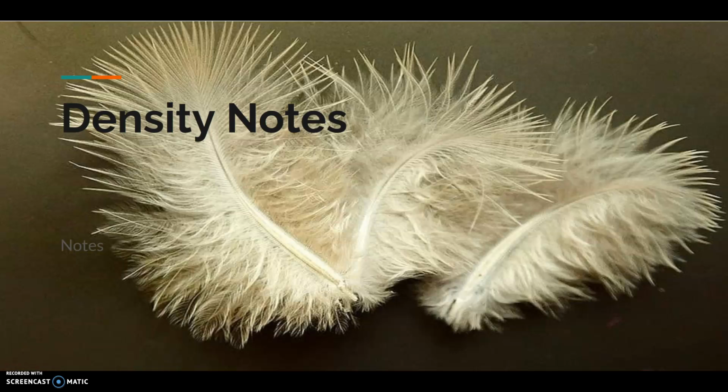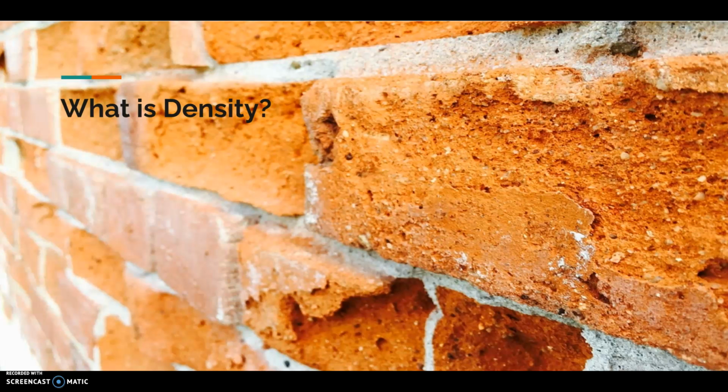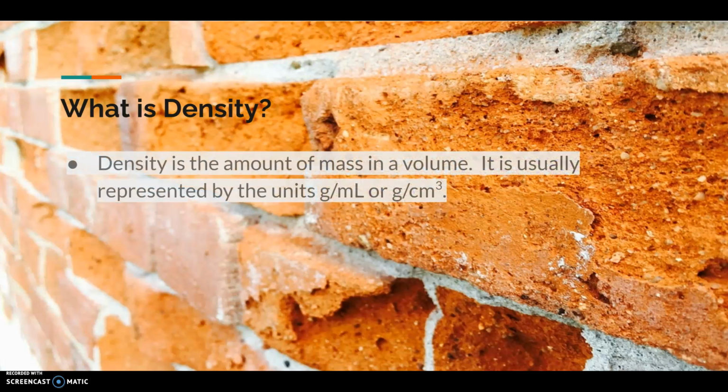Density. What is density? Density is the amount of mass in a volume. It's usually represented by the units grams over milliliters or grams over centimeters cubed.